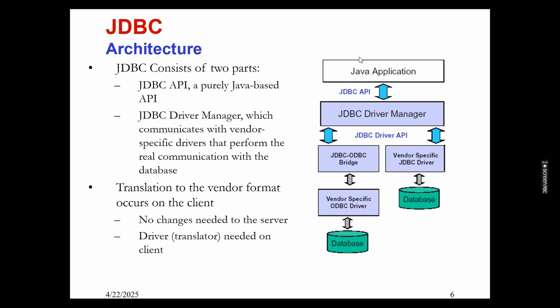This is actually the basic architecture of JDBC. This architecture shows how we can connect our Java application to our database. Our Java application is our manually written source code created with Java, and using the JDBC API we can connect to the JDBC driver manager. In JDBC we have different layers: one layer is our application, the next layer is the JDBC driver.